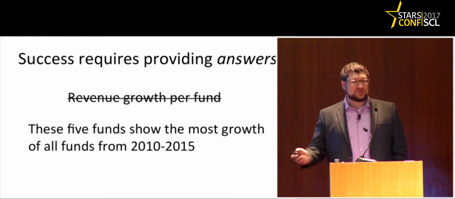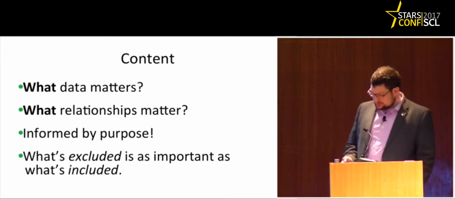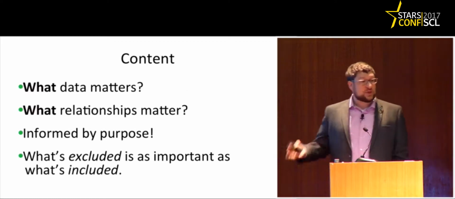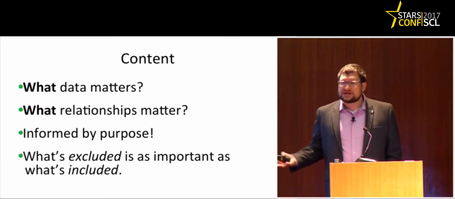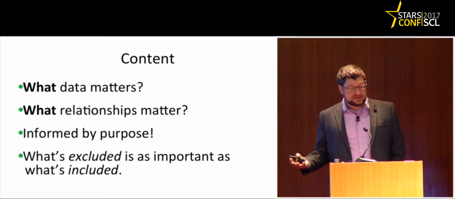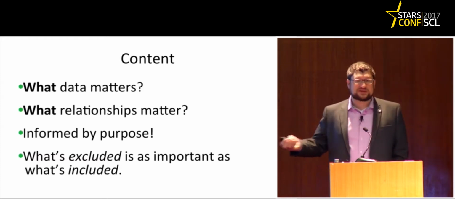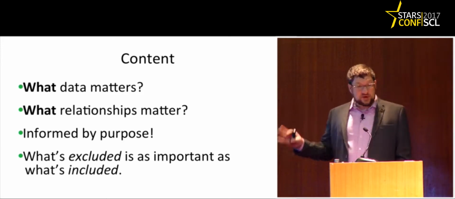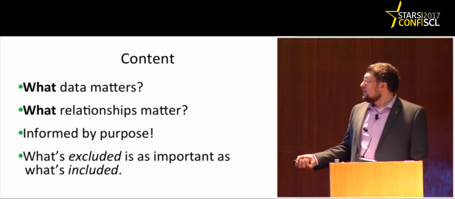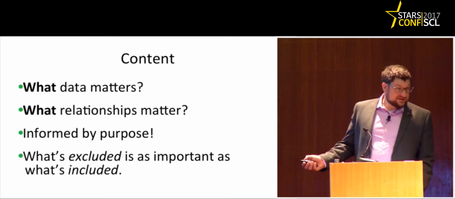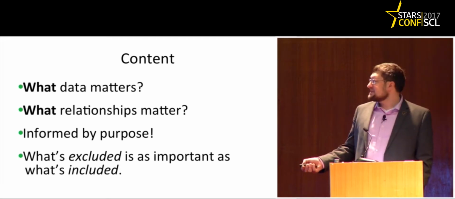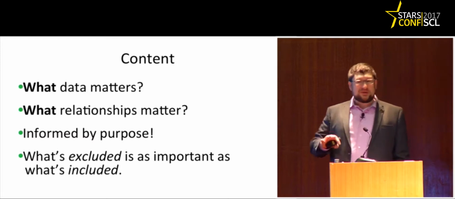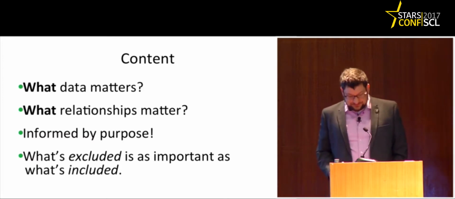Going on, number 2, let's talk about content. The question for content is what data matters? What is the relationship between the data that matters the most? We learn this from our purpose. Our purpose tells us what we care about. That helps us pick the content. The important thing here, what we exclude, what we leave out, is as important as what we include. We probably want to leave out a lot of data.